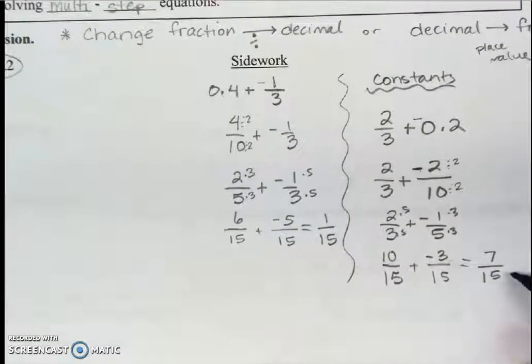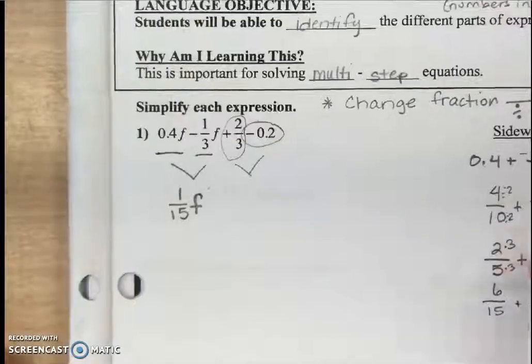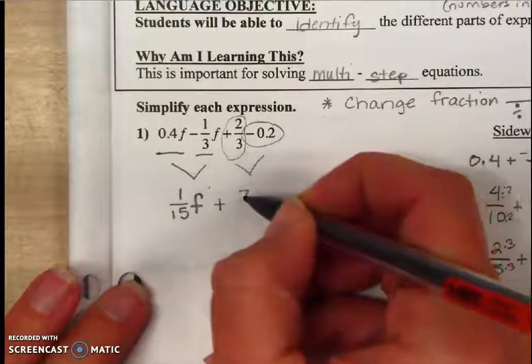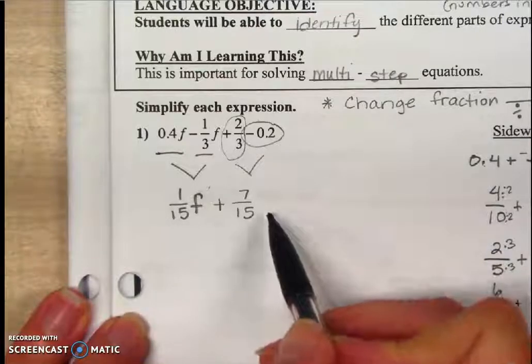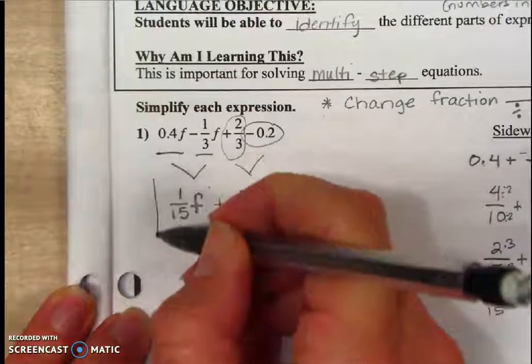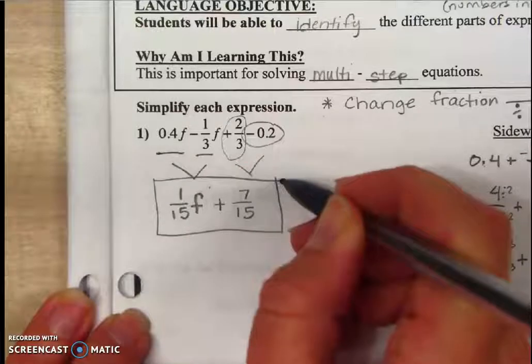All right, so that's a positive 7/15 for my constant. So I'm going to write over here positive 7/15. And I can't combine anything else because this has a variable and that one doesn't. And so this would be my simplified answer.